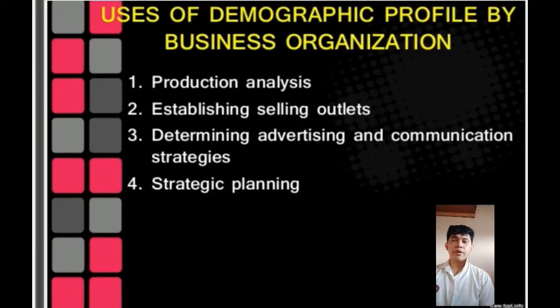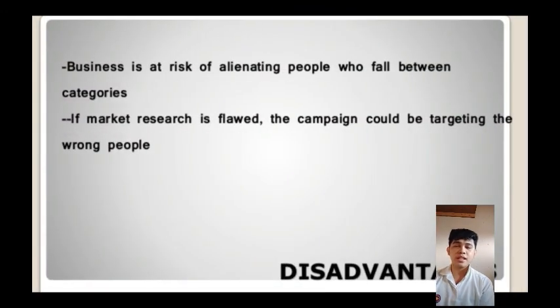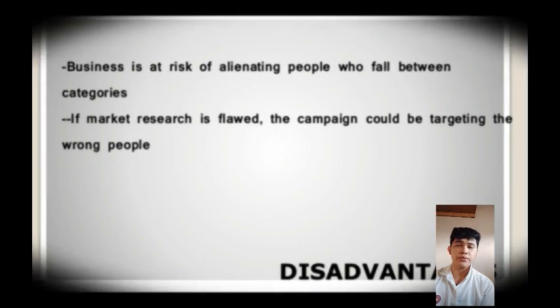Uses of demographic profile by business organizations. Number 1 is production analysis. Number 2, establishing selling outlets. Number 3, determining advertising and communication strategies. And number 4 is strategic planning. The disadvantage is the business is at risk of alienating people who fall between the categories. And if market research is flawed, the campaign could be targeting the wrong people.